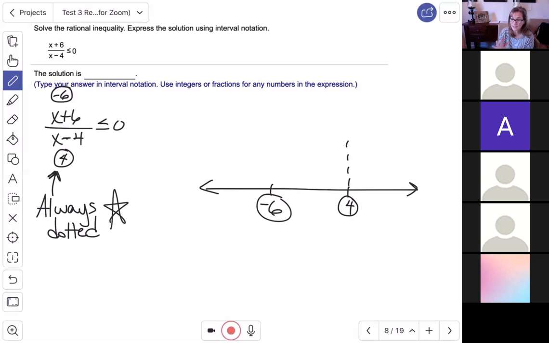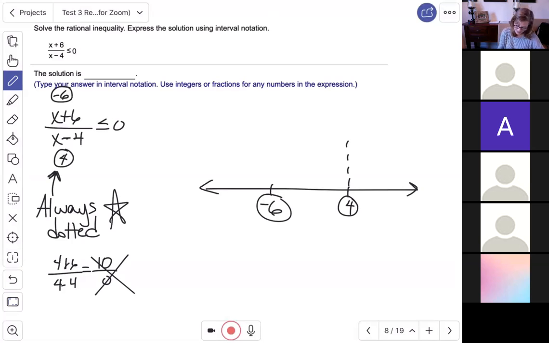The reason we do that is if I were to take 4, plug it back into this function, I would get 4 plus 6 and 4 minus 4. I would get 10 over 0. Okay, 10 over 0 does not make sense. It is undefined. It's not a number, right? And 4 is what made it that way. So 4 can never be a part of the solution, and that is because it's the denominator.